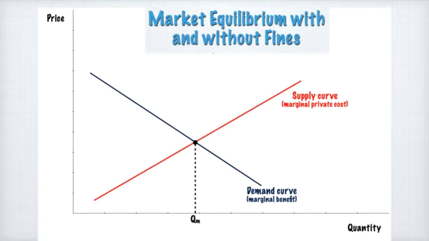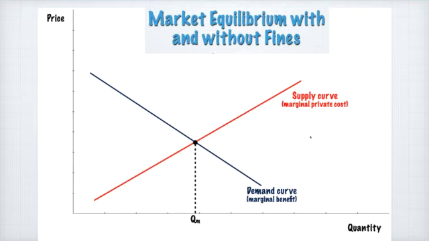So again, we're starting here with the market equilibrium, which is the demand curve, which is the marginal benefit curve, and the supply curve, but this again is the marginal private cost. This is just the direct cost that the firm is incurring. It does not include any of the externality costs that they are imposing on other individuals. So where the marginal cost and the marginal benefit intersect one another, we get the equilibrium quantity. So that's the equilibrium quantity in the market without the fines.